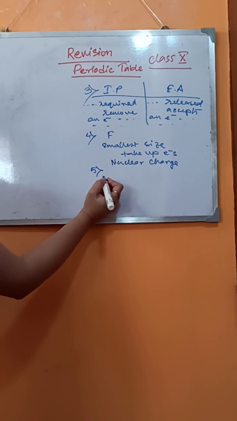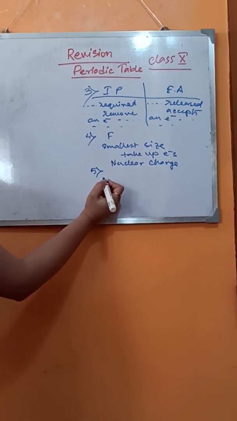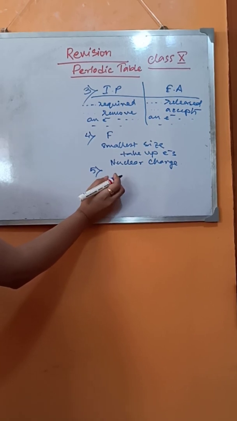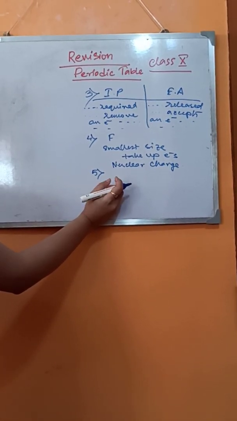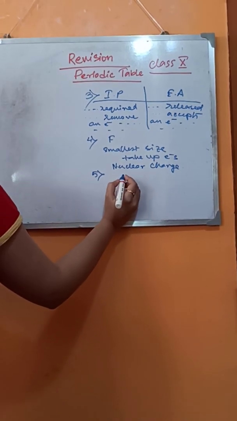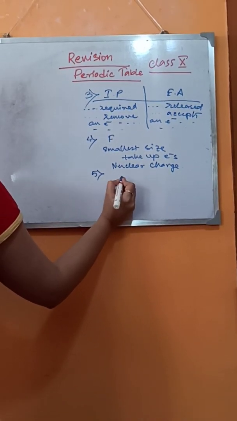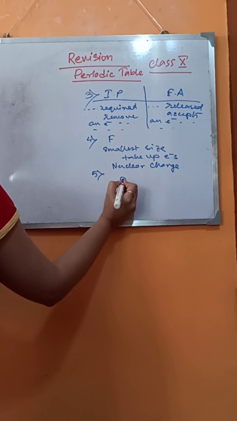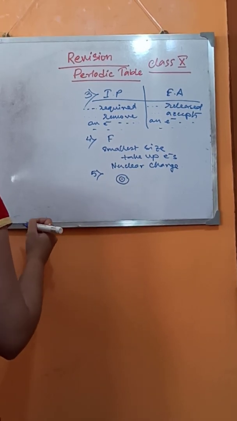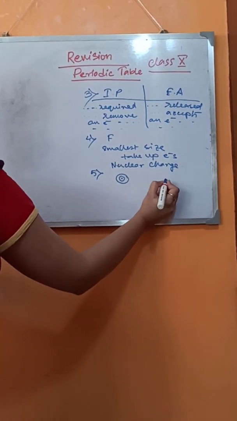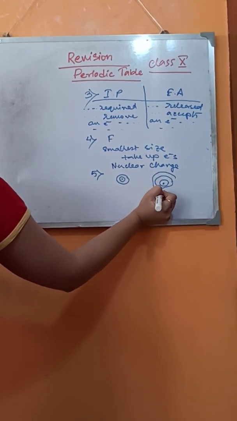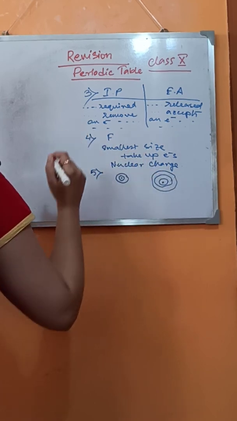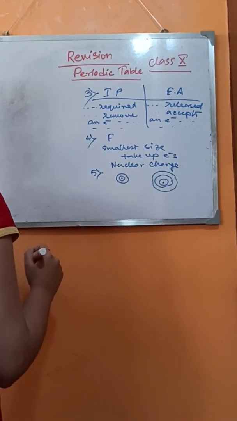Your next question is, why is the electron affinity of chlorine greater than that of fluorine? This I have explained to you in the previous online Google Meet class also, that fluorine has a smaller size with 2 shells, whereas chlorine has three shells.